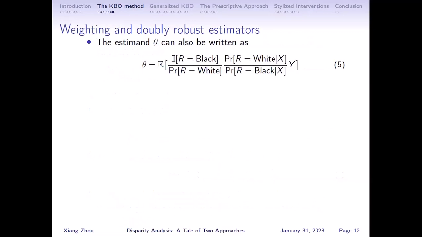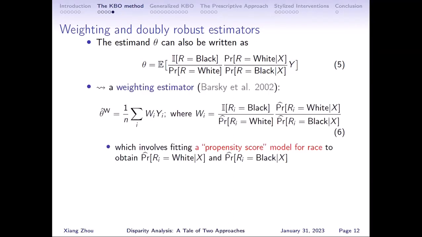And we can rewrite the estimate of theta in a different form. In equation 5, you can actually show that these two expressions are equivalent, right? But if you look at this equation, it suggests that we can use a weighting estimator, which was proposed about 20 years ago by Barsky et al. in the DASA paper. So this weighting estimator, you can see, involves fitting a kind of propensity score model for race, where race is the outcome, right? We use family income to predict race, to obtain predicted values of race being white and race being Black given family income. Right? And the weighting estimator will converge to the same quantity if the model is correctly specified.